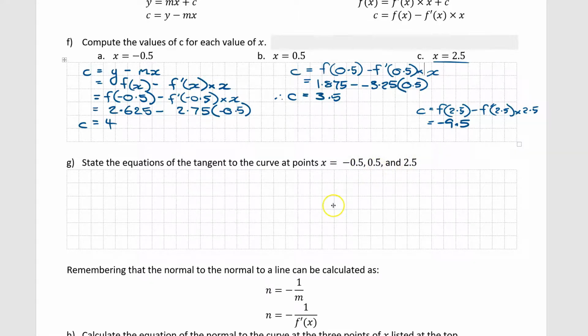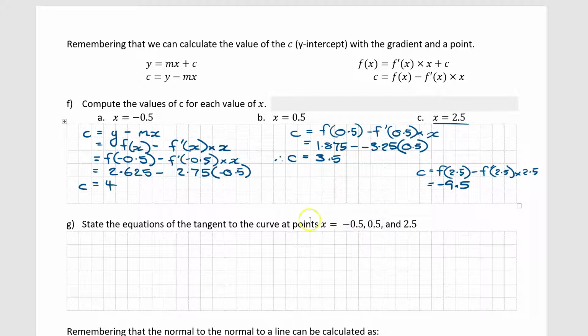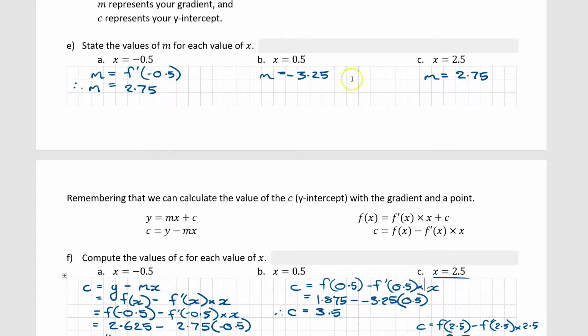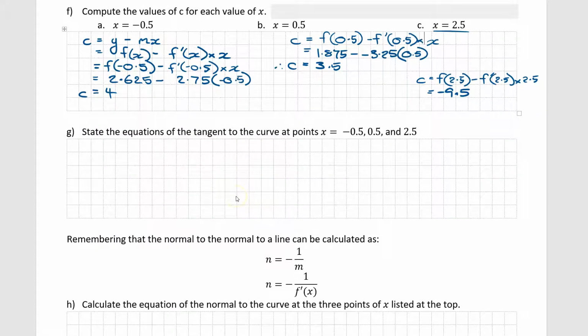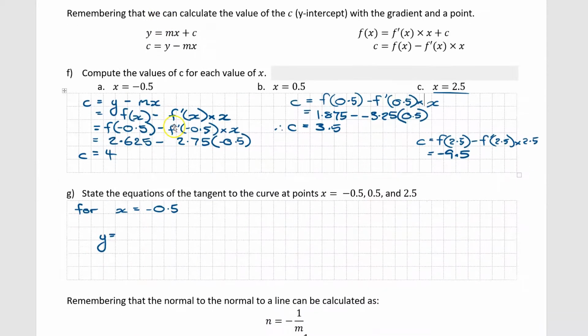Alright, now putting it together, state the equations of the tangent to the curve at the x values that we've just been computing. So notice that we've got the values of m over here, and we've got the values of c. It's simply a case of putting it all together. So for, let's say, x equals negative 0.5, the equation is going to be y equals, and our gradient was 2.75, x plus 4. So the first one is done.